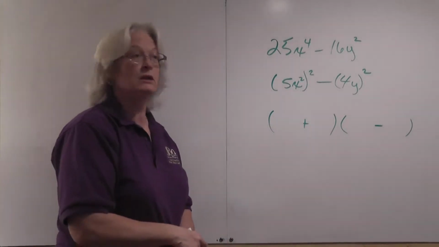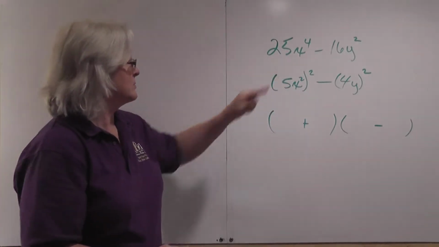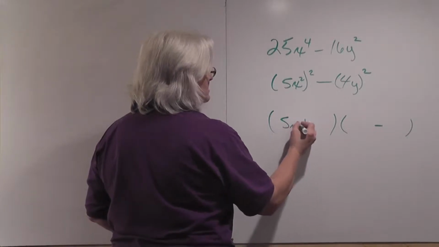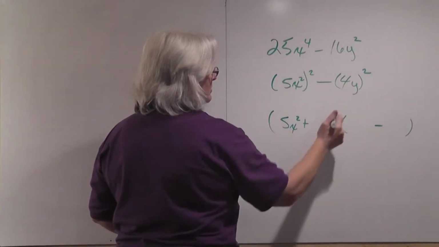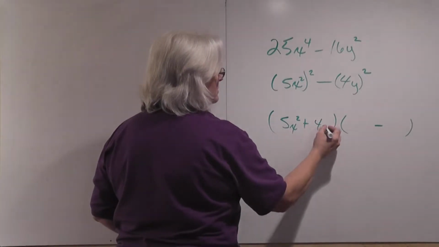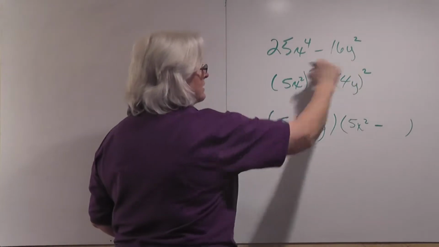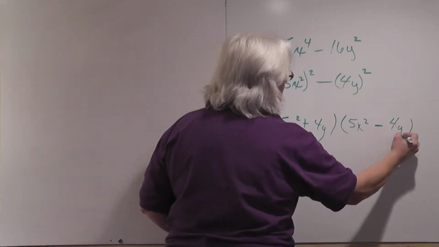the signs in the middle are opposite. The first term in the factor is the square root of the first term. Second term is the square root of the second term, 5x squared minus 4y.